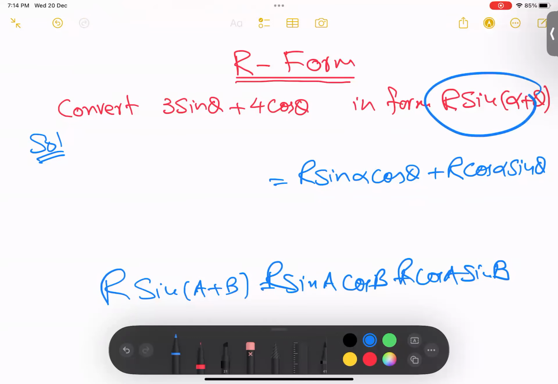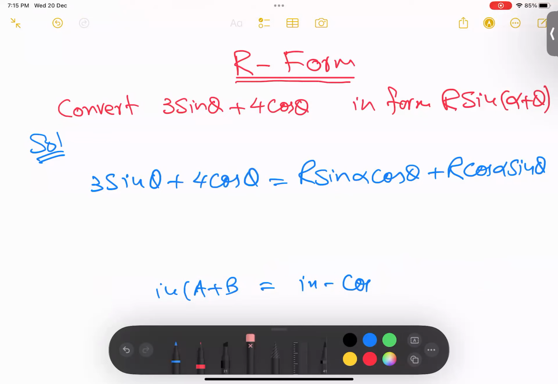So I will put this equal to this one: 3 sine theta plus 4 cos theta. This is very clear now, I believe. Up till here you are not getting a big issue. Now, students, I will do a comparison. I will just write the word compare.